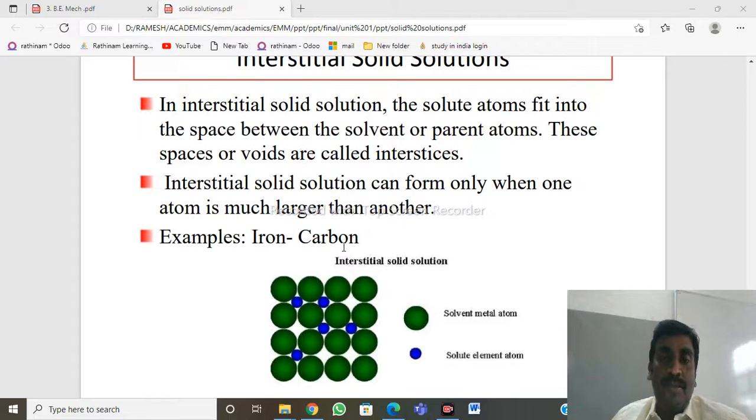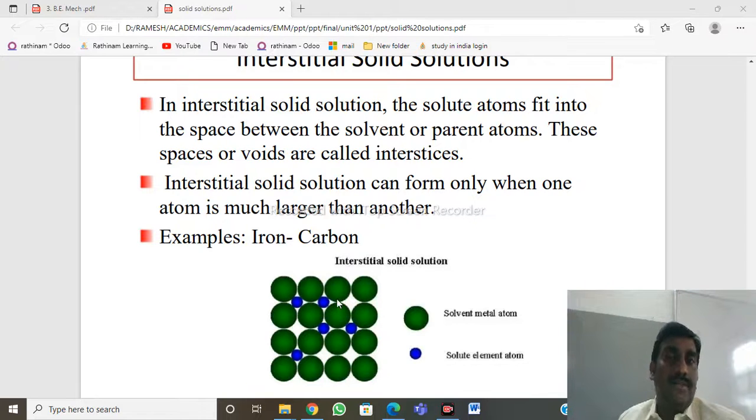So the best example is iron and carbon. If we are making iron and carbon, then this combination will make steel. So iron with 98% and 2% carbon will make steel. So for the 98 percent, this green element is called iron atoms, and this blue element is called carbon atoms. So the carbon atoms are present in between the iron atoms. Then this solution will become an interstitial solid solution. So this becomes steel material.